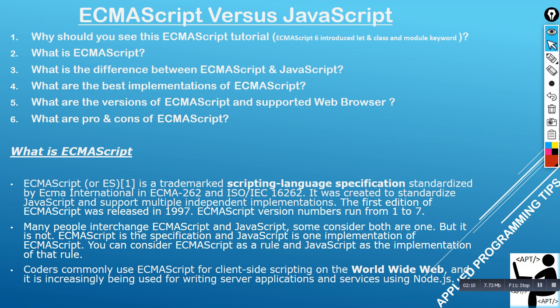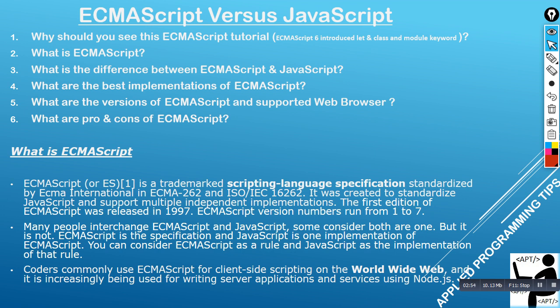By definition, you can say ECMAScript is a trademark scripting language specification standardized by Ecma International. It was created to standardize JavaScript and support multiple independent implementations. So there are many implementations of ECMAScript developed by different organizations. I will cover it in the next question and answer. ECMAScript versions vary from 1 to 7, and currently we have the ECMAScript 6 specification.